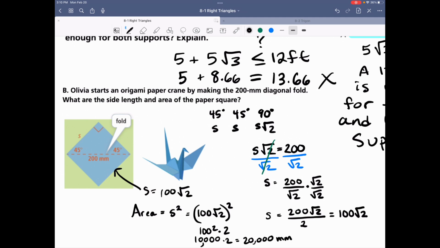Okay, so that answers the question of what was the side length. So the side length was this. And what was the area? And the area was this. And then turn your page.